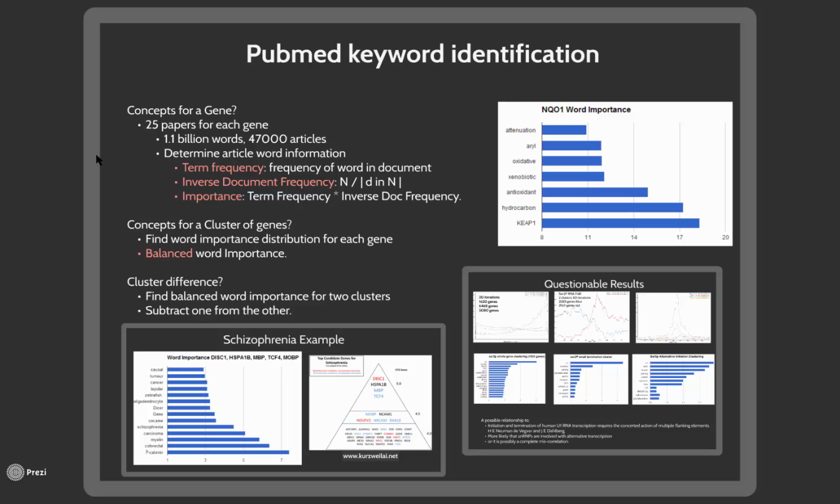So that's how it works for a single gene, but what about a cluster of genes? To find word importance for a cluster of genes, we want to do the process on every single gene, and then we create a word importance vector. We create a word importance vector for each of those genes, and then we basically add them up and divide by the number of words. So we create a balanced word importance.